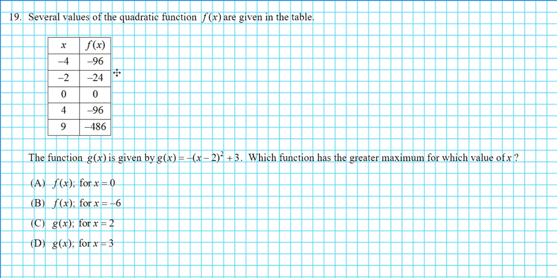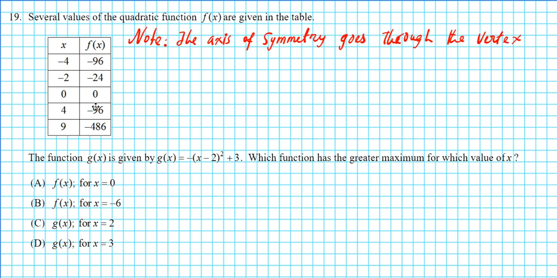Alright, so let's take a look at the numerical representation first and see if we can determine the vertex from there, and also the opening based on the pattern of the output values. So one thing you want to note is that the axis of symmetry for quadratic functions goes through where? The axis of symmetry always goes through the vertex. Okay?